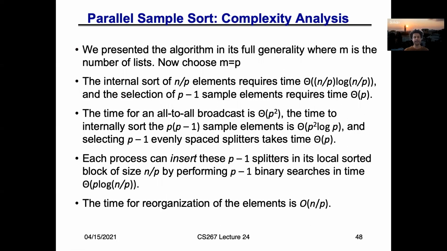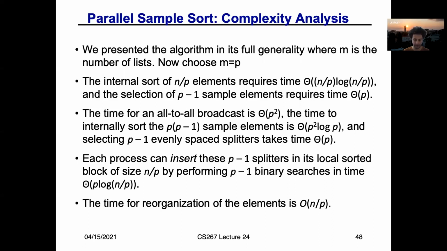Let's do a little bit of complexity analysis. We presented this algorithm in its full generality that allows you to choose M, the sample size, to be somewhat arbitrary, independent of p. But for analysis, let's set it to p. Initially, we sort elements locally. That will require N over p times log(N over p). Selecting p regularly spaced samples is only order p. That's not a big deal.